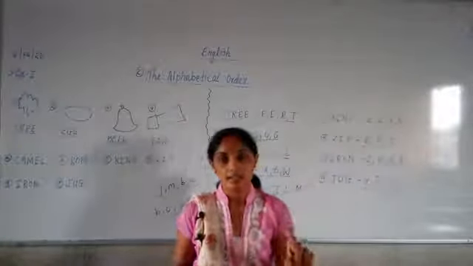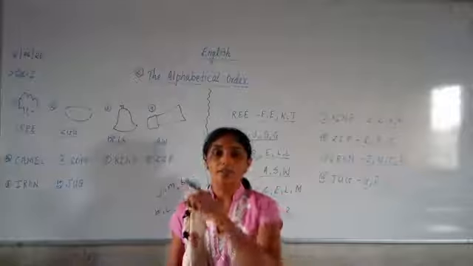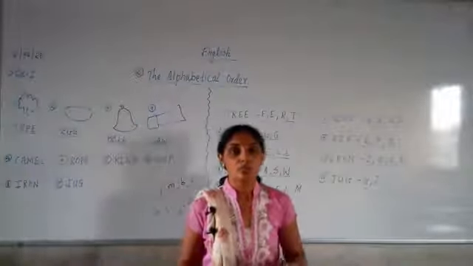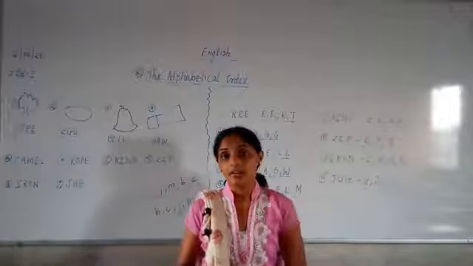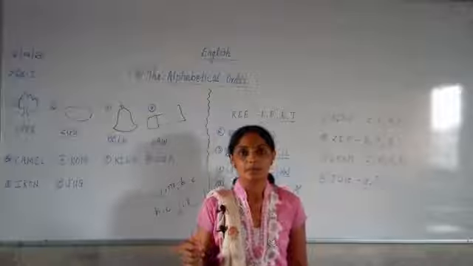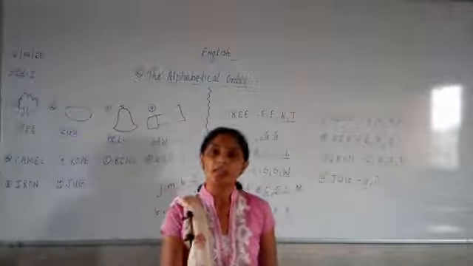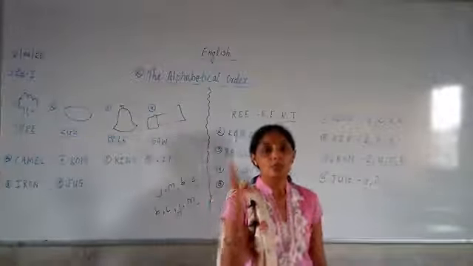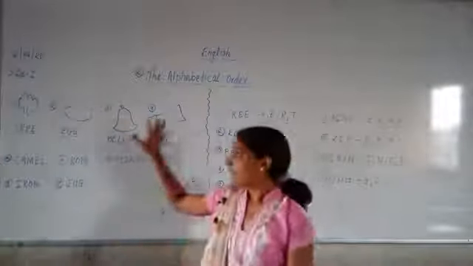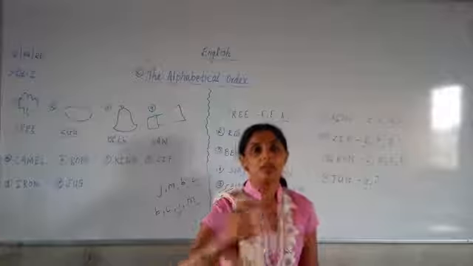Total how many letters are there in English alphabets? 26. And which are those? Just now I have told you, from A to Z. And if I ask you which letter comes after D, then you should be able to tell me, ma'am, the letter which comes after D is E, right? Which letter comes before D? Then you should be able to tell me C letter comes before D. In this way, letters are arranged in alphabetical order.